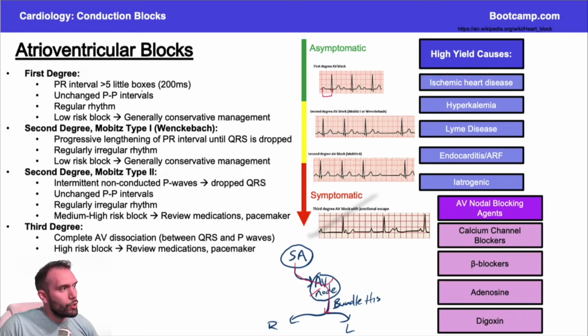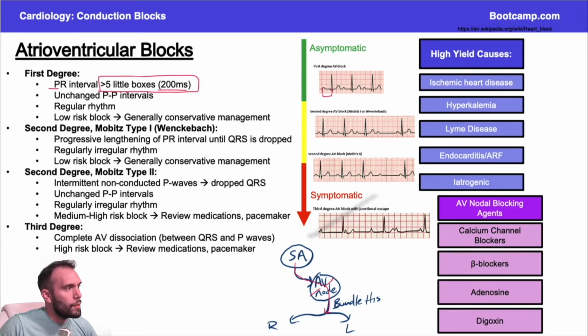And so you can see that here. Usually this is going to be more than 5 little boxes. Remember, each of these little boxes is going to represent 40 milliseconds. And so if there's more than 5 of them, that's very classic, this prolonged PR interval. And so that should make some sense, right? Because we have a delayed signal between atrial depolarization and then that signal getting to the ventricles, because it's difficult to get that signal through the AV node.